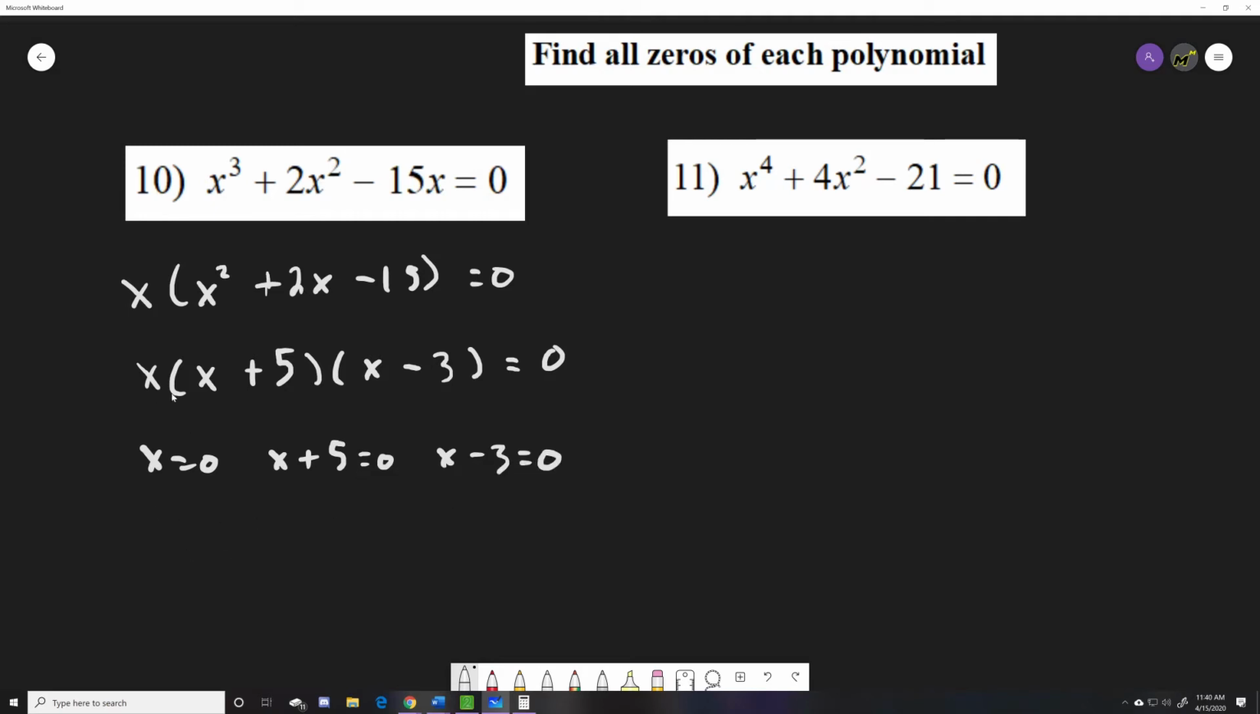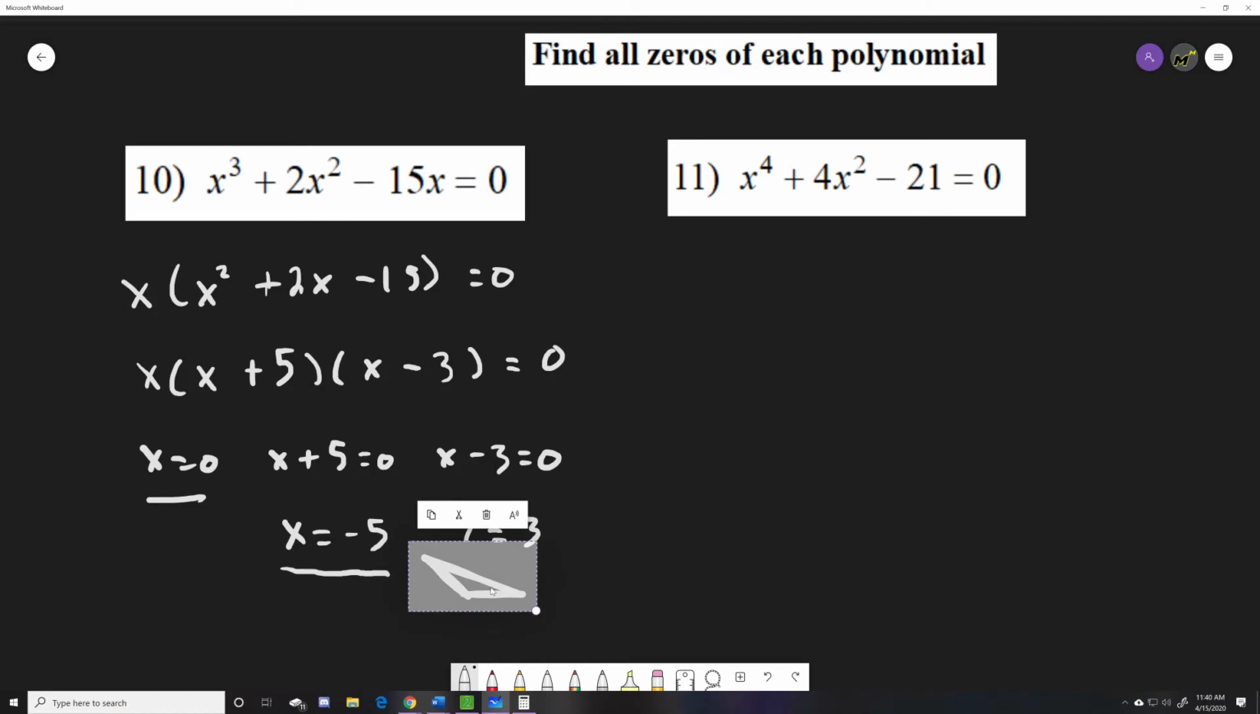Okay, and whenever items are multiplying and they equal 0, well, that means one of these things has to equal 0. If you're not sure, well, hey, set them all up. So x equals 0, that one's finished. Minus 5 on both sides, x equals negative 5. And here, add 3 to both sides, x would equal 3, and those would be your zeros for this problem right there. 0, negative 5, or positive 3.